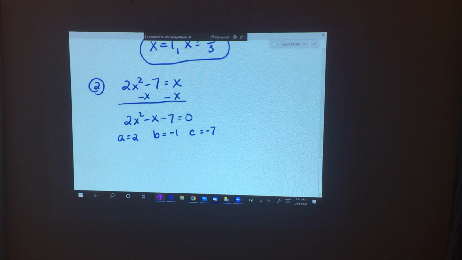Now when I do these problems, I always want to write the formula for a couple reasons. 1, it helps me to memorize it, and 2, I don't want to make a mistake.